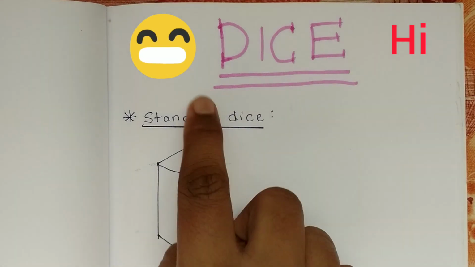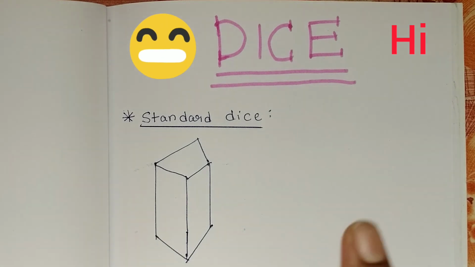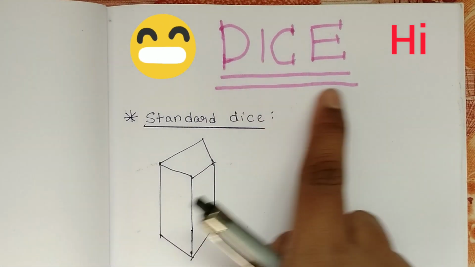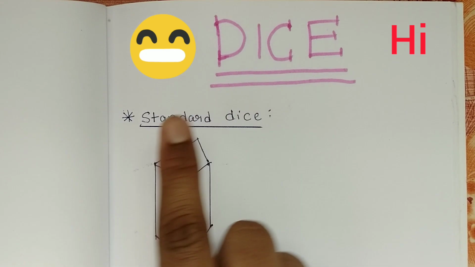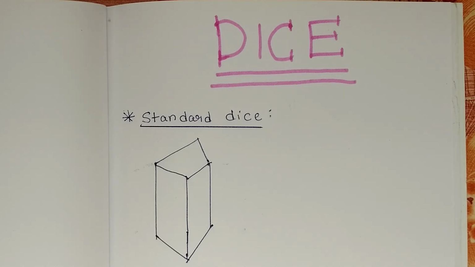Today, as you can see, I'm going to teach dice. Today I'm going to teach dice. In dice, it's the basic points that I'm going to teach for reasoning for any competitive exams. Basics are most important, so today I'm teaching the most basic points about dice. In dice, I'm going to teach about closed dice and open dice.